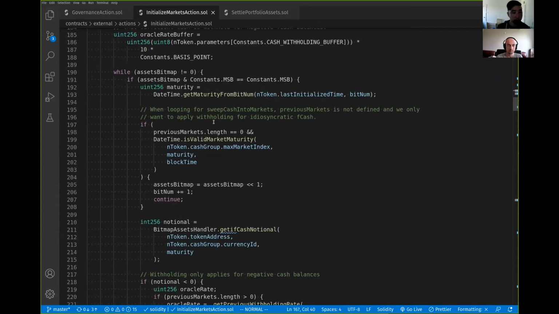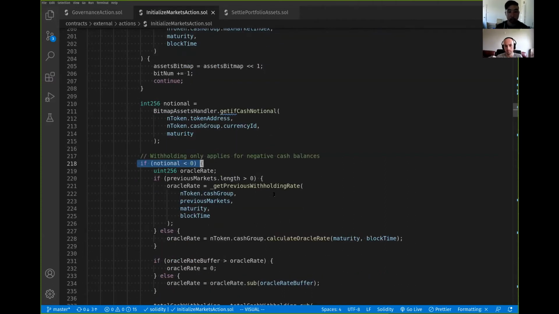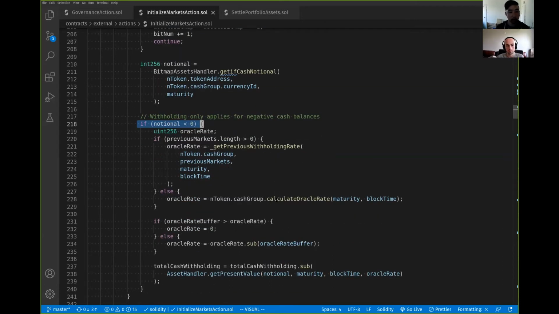What we're looking for are assets in the end token Fcash portfolio, the bitmap portfolio, that have a notional of less than 0. These are like debts that the end token holds as a result of these Fcash residuals. And what we'll do is calculate the oracle rate. Note that there's two scenarios here; we'll discuss why this branches a bit later in the video. What we're doing is calculating the oracle rate for the end token for this particular maturity, then bumping that a little bit and getting the present value of that. So we'll withhold that amount of cash as collateral against this Fcash residual debt.